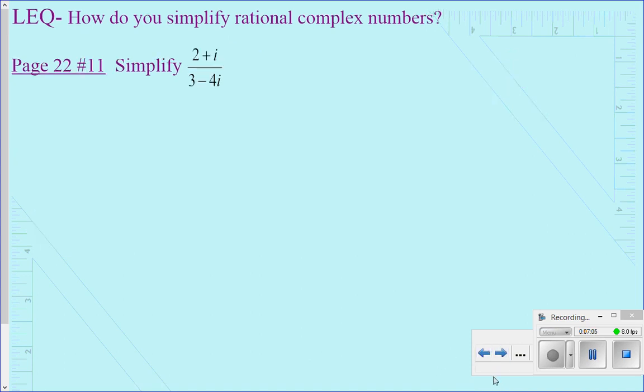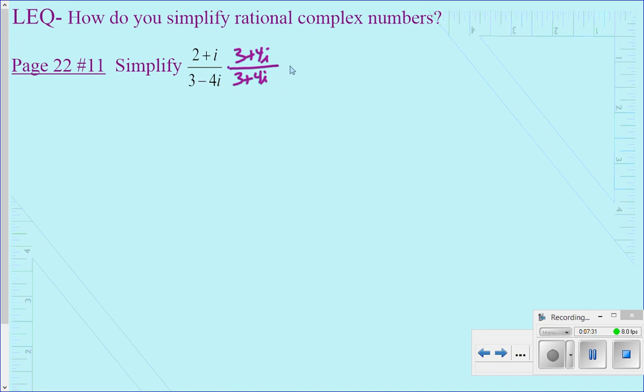Okay, on the same page, let's take a look at problem 11. And I had students try that in class first, so you might want to pause the video here, try it, and then play. So I'm going to go ahead and multiply by the complex conjugate of 3 minus 4i, which is 3 plus 4i, and I'm going to multiply that by itself over, or I'm sorry, 3 plus 4i over 3 plus 4i, because that equals 1.